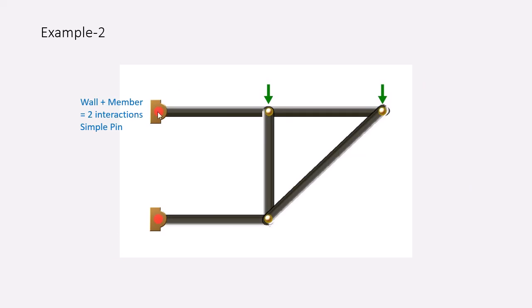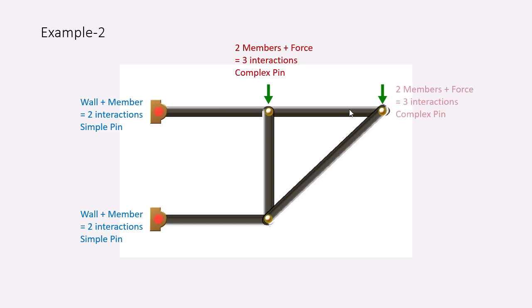Two interactions, wall and member, simple. Two interactions, wall and member, simple. Three interactions, two members and a force, complex pin. Two members and a force, complex pin. Three members, three interactions, complex pin.